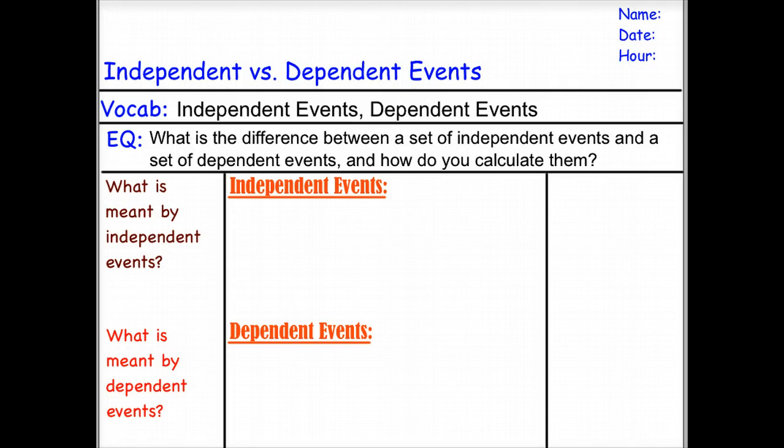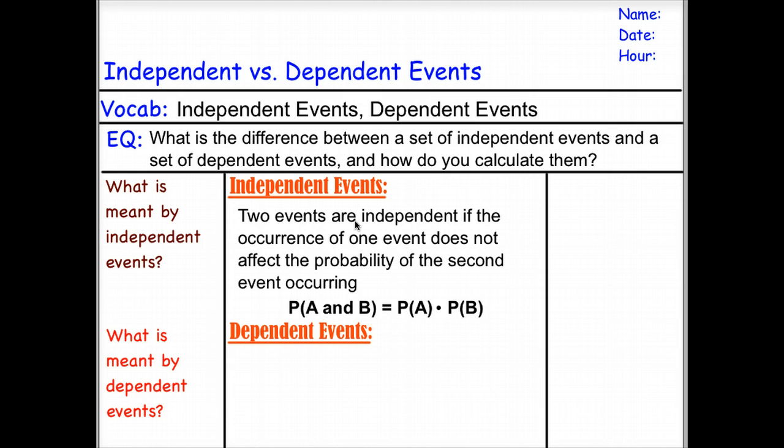Today our focus shifts just slightly to what we call dependent and independent events. Let's start off with getting some definitions. What we mean by independent events are two events that are independent if the occurrence of one does not affect the probability of the second event occurring.